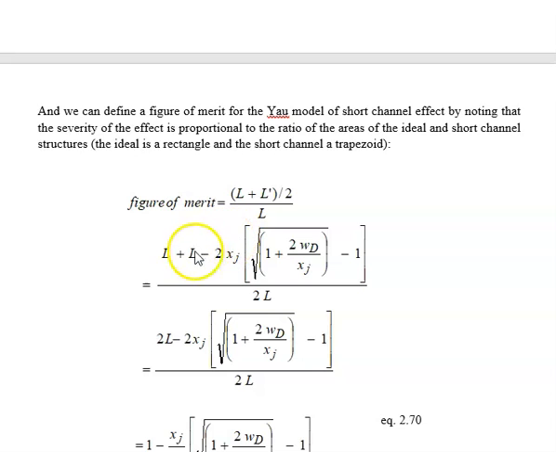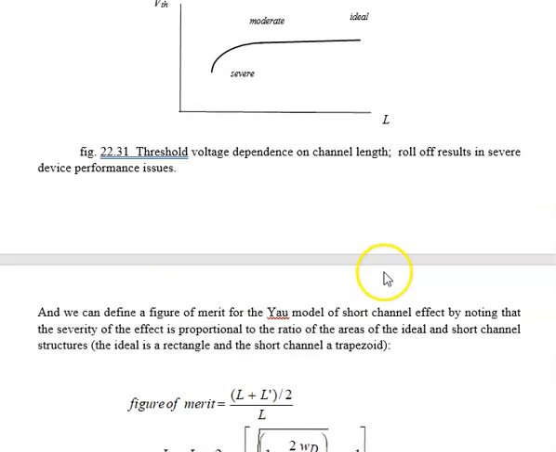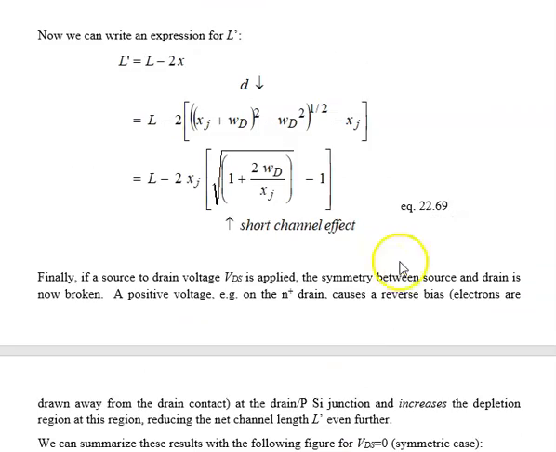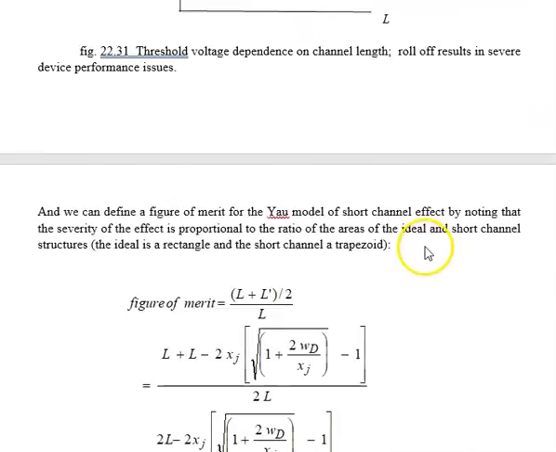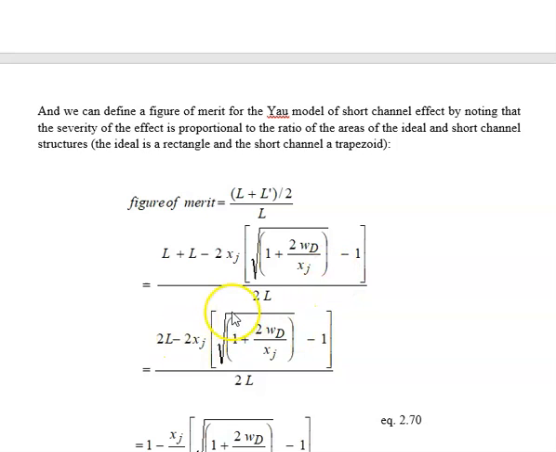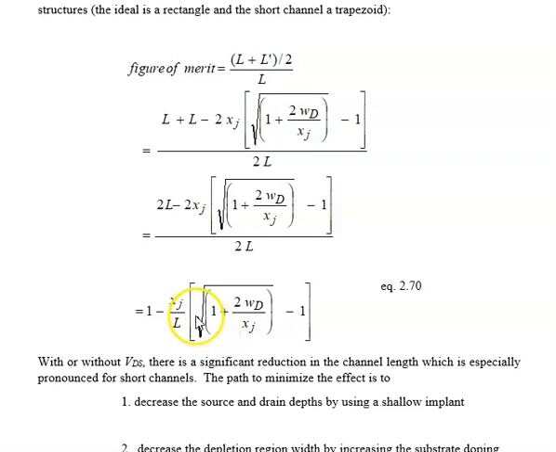So all I do basically is stick in my L prime. So it's L, which is here, plus L prime. This is the L prime that we found from equation 22.69. Just put that in, and I simplify, relatively straightforward, and I get the figure of merit given by equation 22.7.